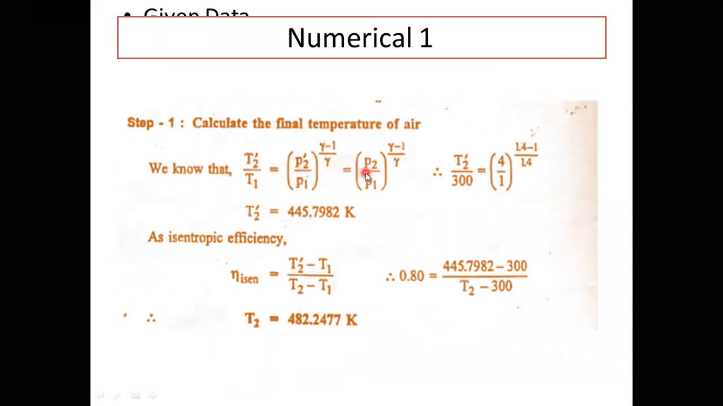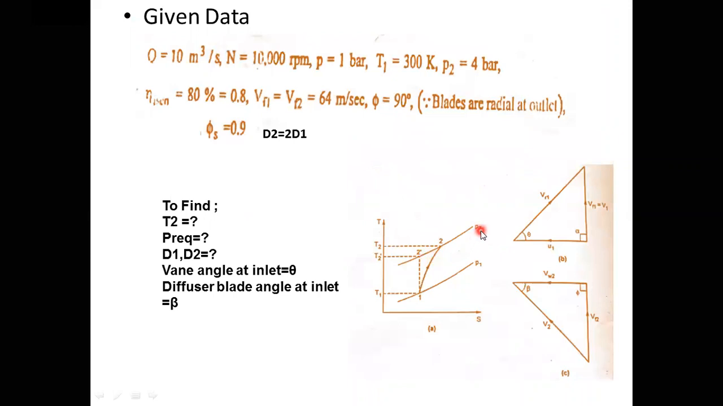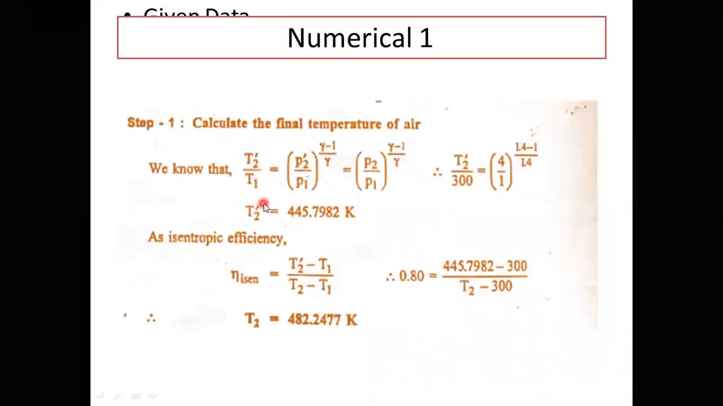And P2 dash is equal to P2, because if you see the diagram, P2 is a single pressure line. So points 2 and 2 dash lie on the single pressure line, so P2 is equal to P2 dash. We have to take the ratio T2 dash upon T1. So T2 dash upon T1 is equal to (P2 upon P1) raised to (gamma minus 1) upon gamma.